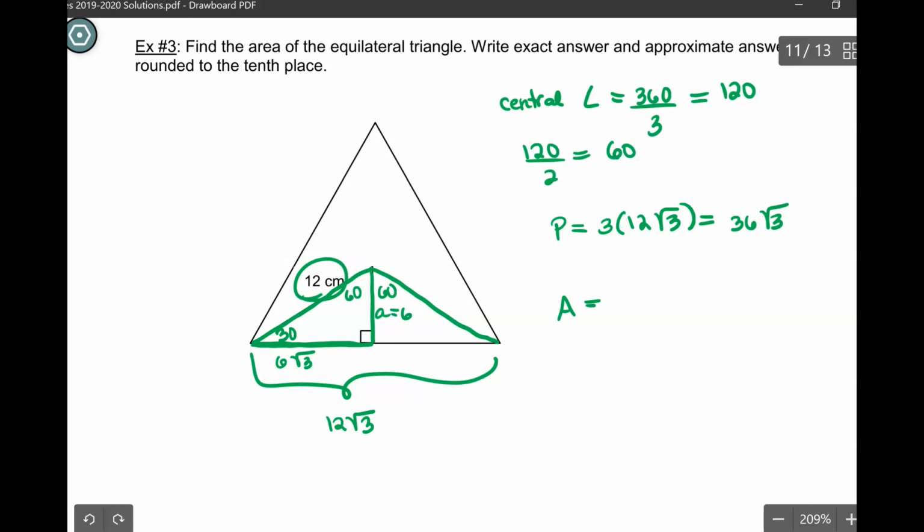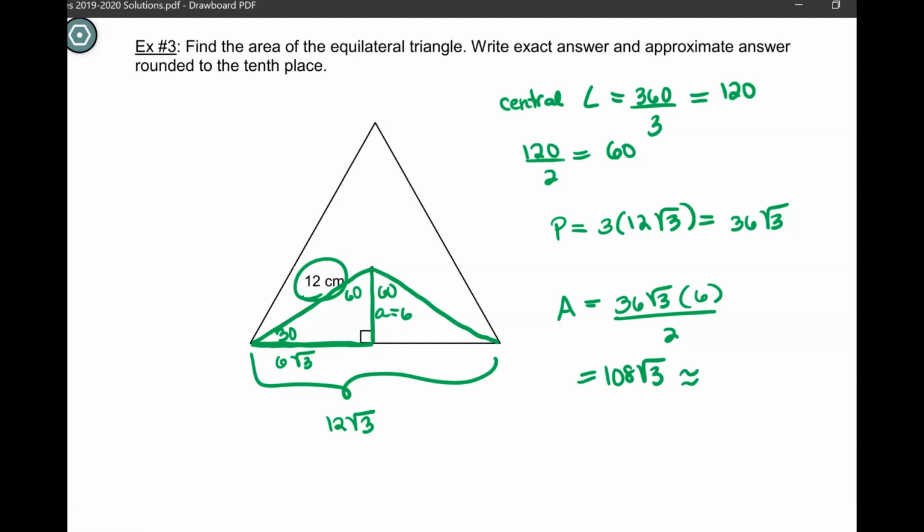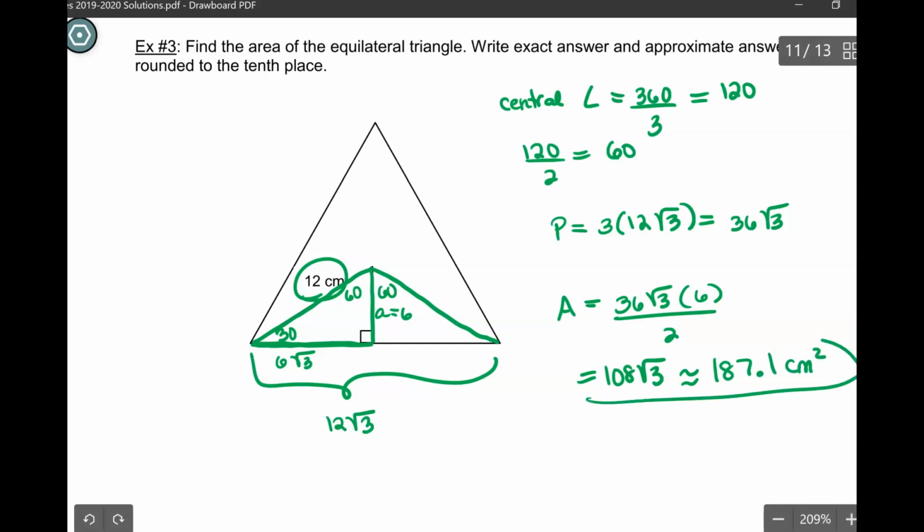Now my perimeter will be 3 times 12 root 3, which is 36 root 3. And now I can find my area, which will be the perimeter times the apothem divided by 2. In exact form, this will be 108 times the square root of 3. In approximate form, we get 187.06, and that's square centimeters.